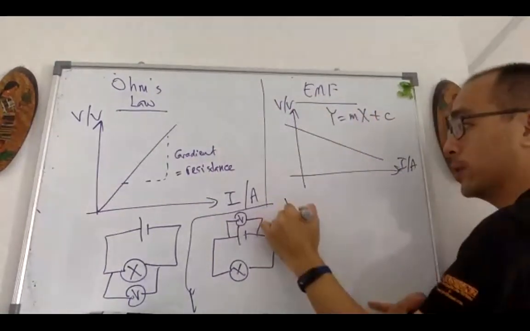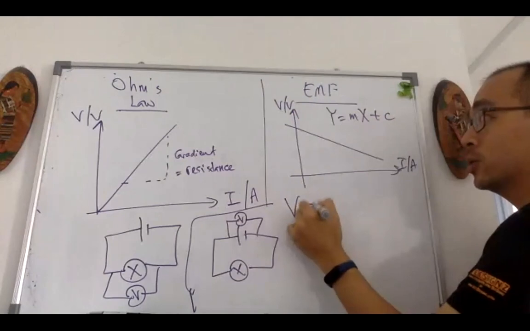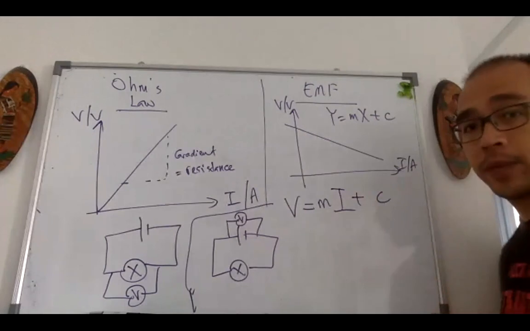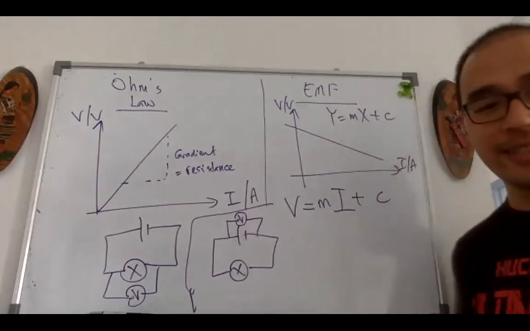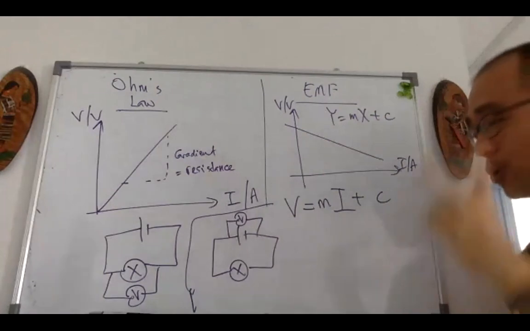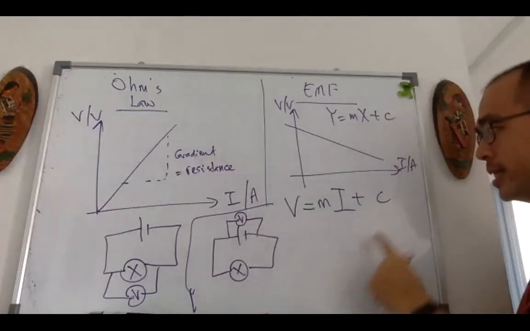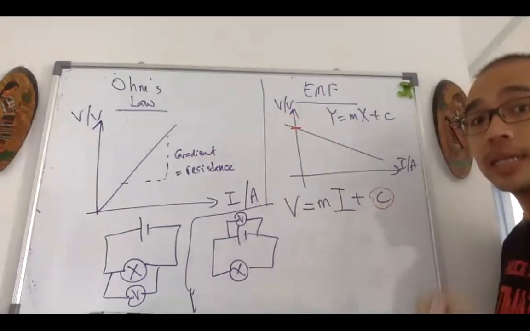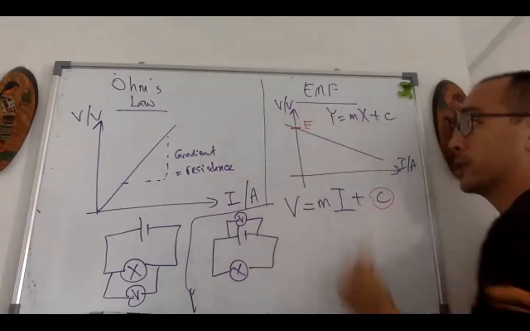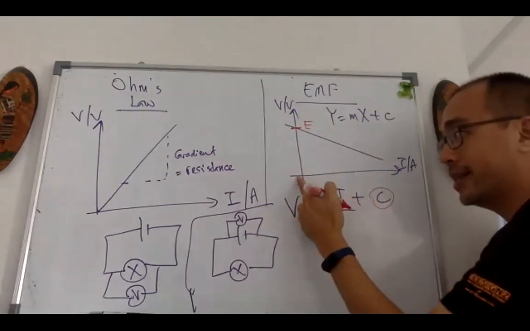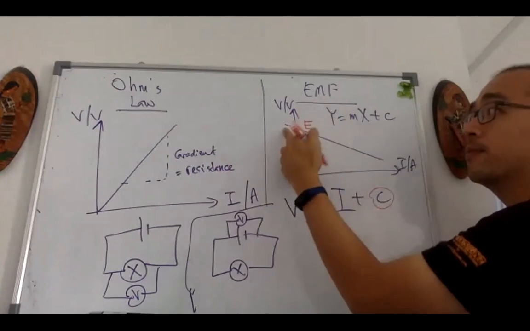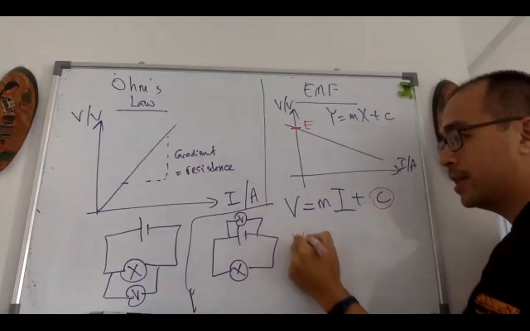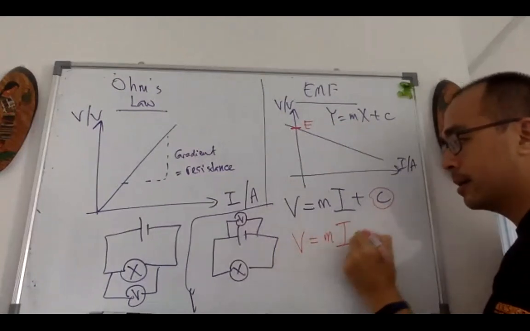Our y is volt. Volt equals our m, I don't know, our x is I, plus c. So suddenly the linear law comes in. There are two things I want to teach you about this. The first one is the c, the y-intercept over here, which is known as the electromotive force. Because when there is no current, the voltage that you get is the maximum voltage, and that is the electromotive force. So I'm going to rewrite this: V equals MI plus E.